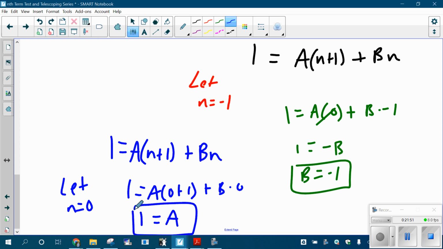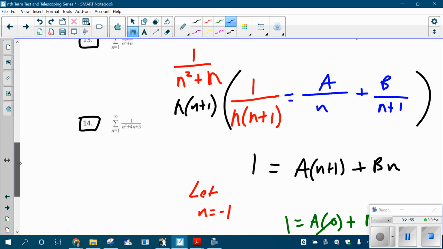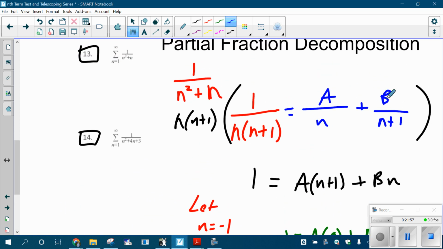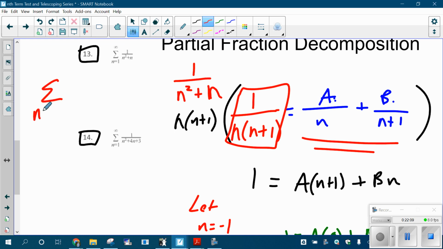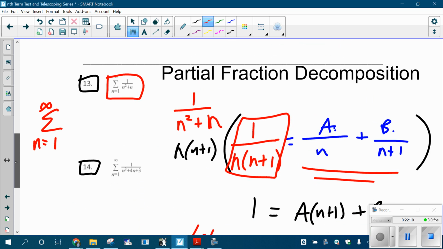Through this little procedure, I figured out what A and B are. Again, what are A and B? They're the numbers to put here and here in order to take this non-telescoping looking term and make it look telescoping. So I'm going to take this series here, and through this process called partial fraction decomposition, I'm going to rewrite it with A = 1, B = -1. So I'm going to rewrite it like this.